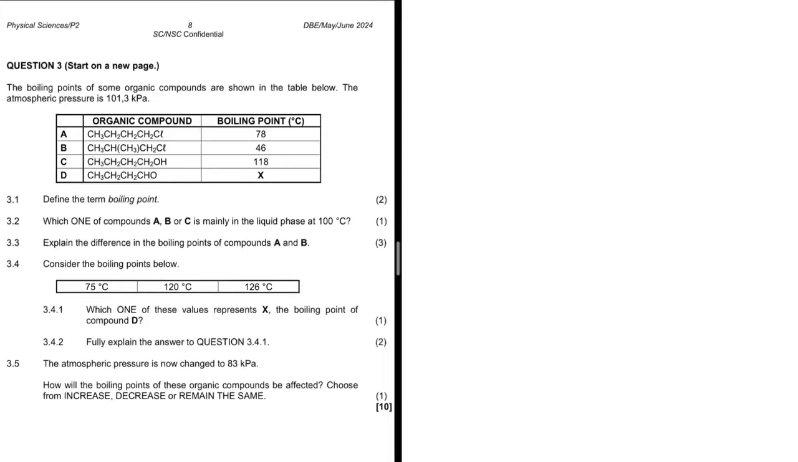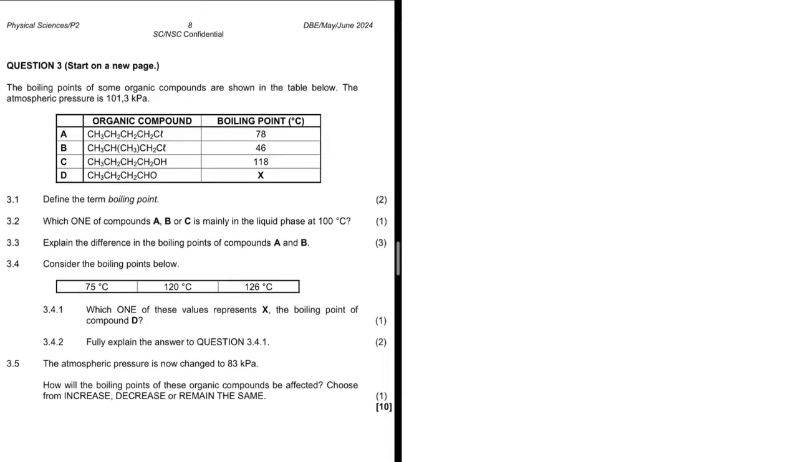How will the boiling points of these organic compounds be affected? Choose from increase, decrease, or remain the same. So do the boiling points increase, decrease, or remain the same if we lower the atmospheric pressure? Well, let's stick to the definition. What is boiling point? Boiling point is the temperature at which the vapor pressure is equal to the atmospheric pressure. So you are essentially increasing the vapor pressure so that it reaches the atmospheric pressure, and we say that we have reached the boiling point.